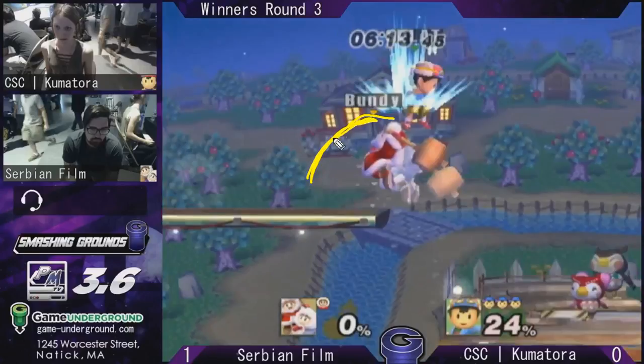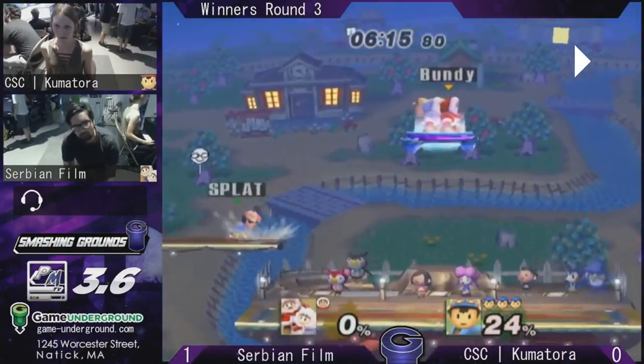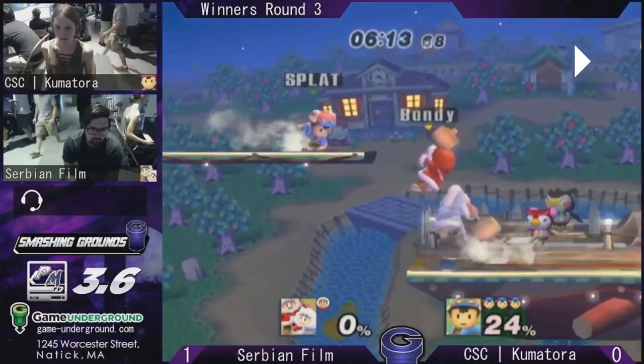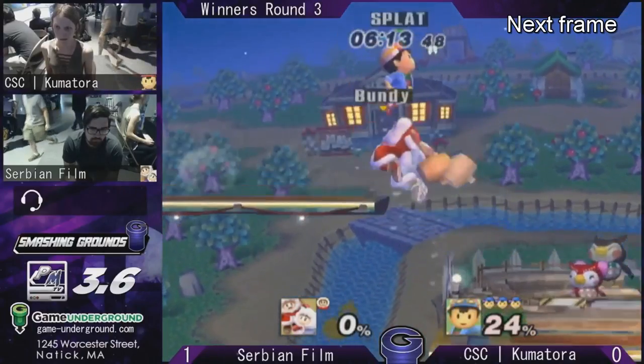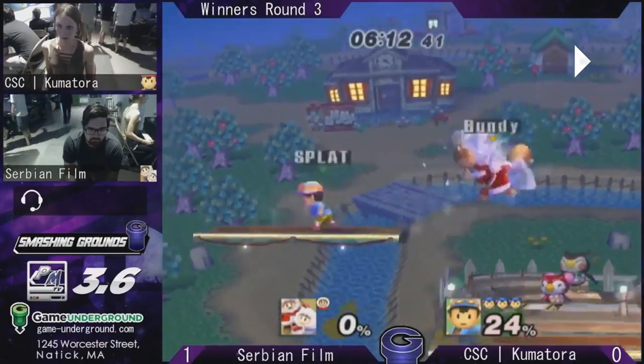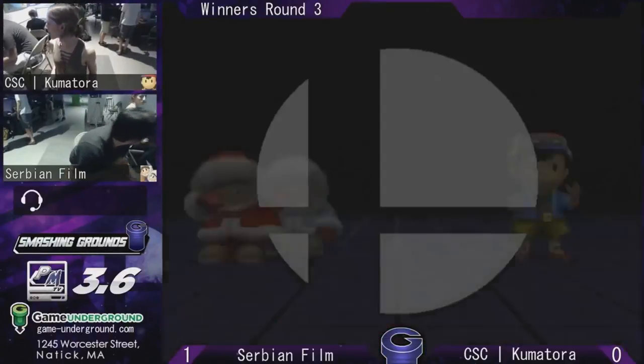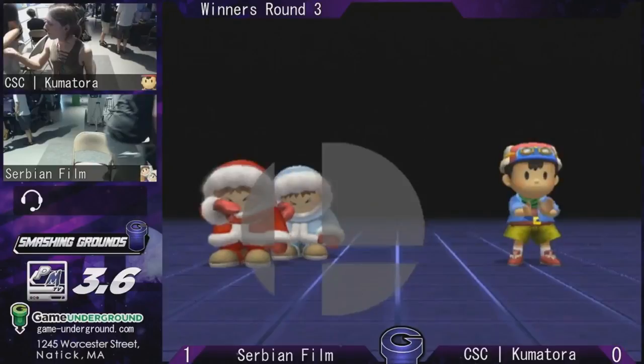The only way Ice Climbers can cover area in front of them is if they do this long wind up forward air and then it goes all the way around here. You know, it will cover this space eventually, but it's super telegraphed, and Kumatora has way more than enough time to react to it and say, wait a second, there's a forward air coming. I could just jump over, you know? This is when the hitbox comes out and it's just way too late. And Serbian film keeps getting messed up by the PK Fires.